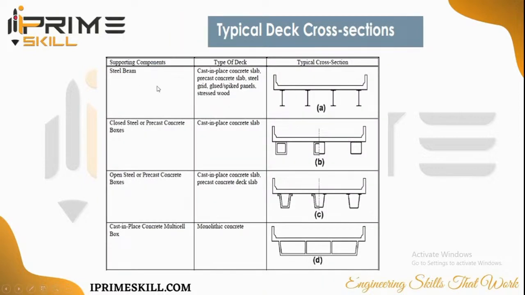So there are different types of supporting components. If you see, there's a steel beam. We saw that over that a concrete deck was placed. This is, again, a precast. Then precast panels will be brought and placed. Then you have open steel and precast boxes. Open steel and precast box, this is a closed one. And there's a monolithic one made of concrete.